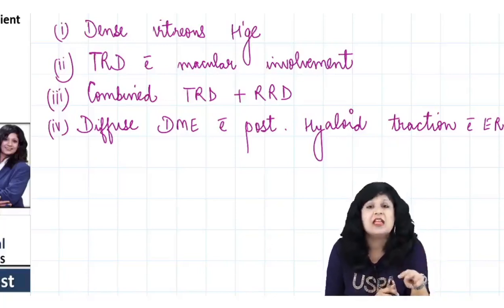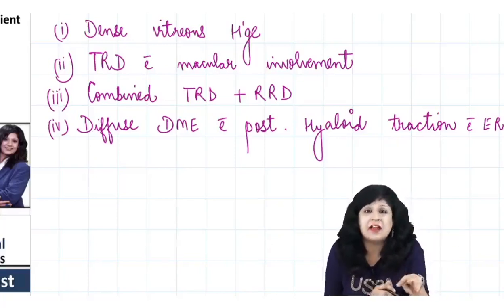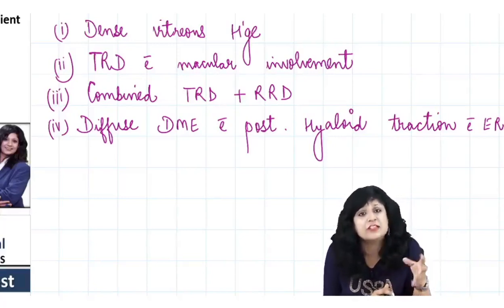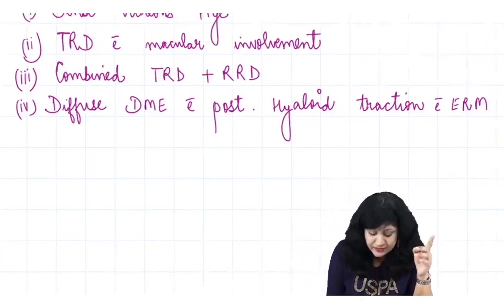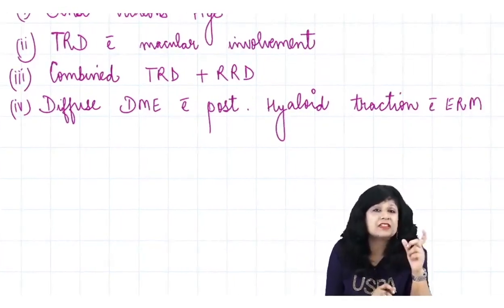Point number 3, if you have tractional RD along with the RRD also, then there is no other chance, you have to do the pars plana vitrectomy. And here the question they have given is similar like this.